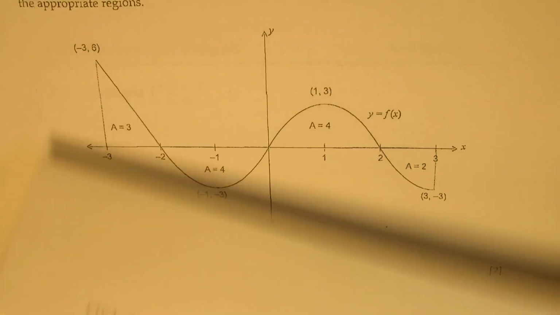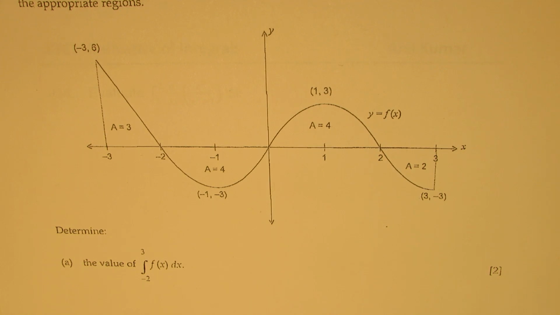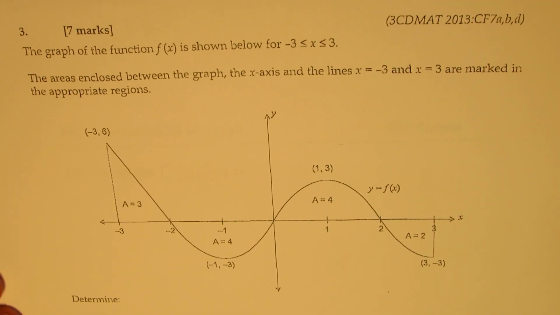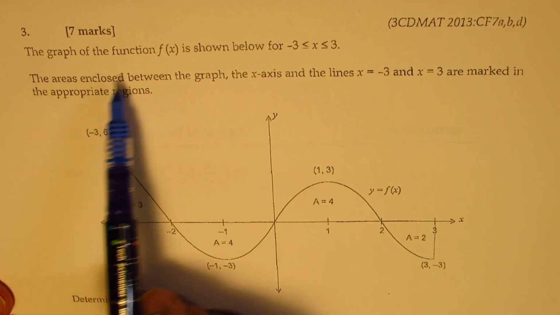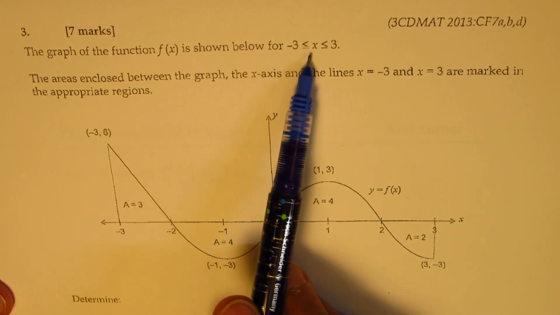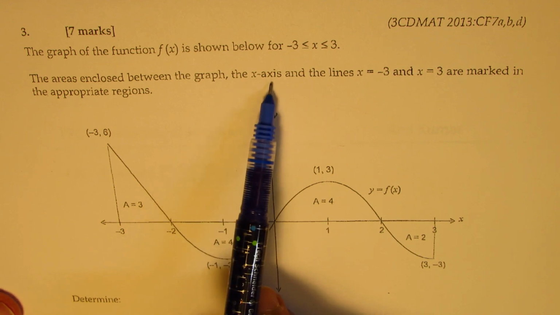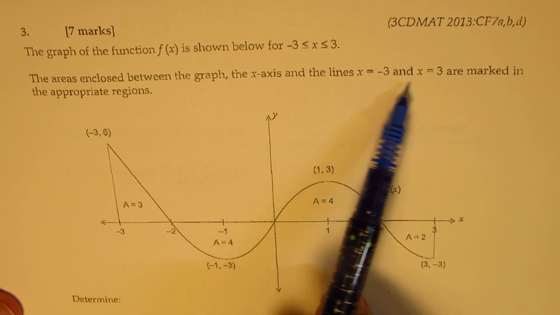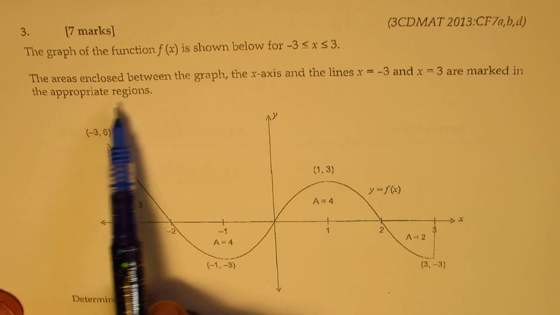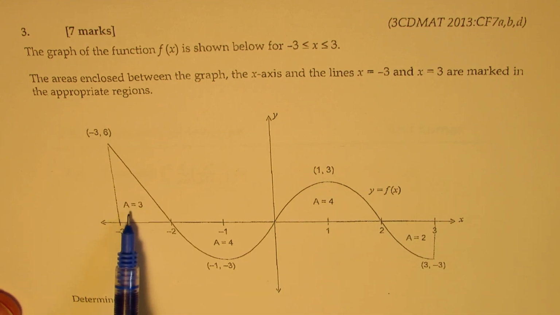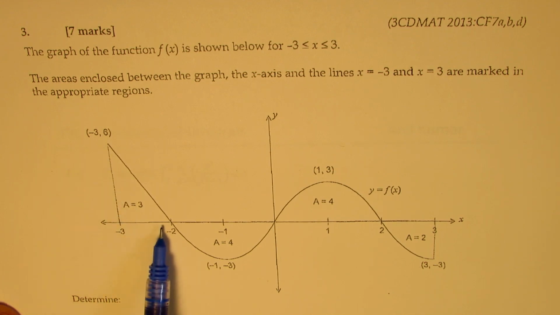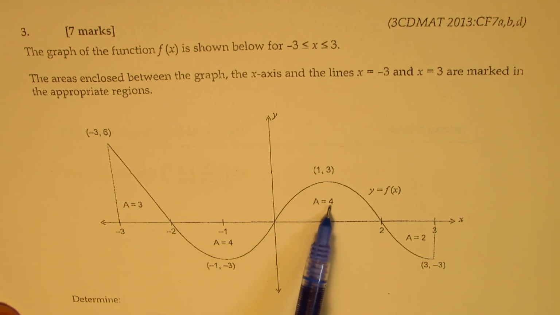Now let's take up question number 3. Question number 3 here is the graph from where we have to find the area, right? Let me share with you the question, which I have taken directly. The graph of the function f of x is shown below for x between minus 3 and 3. The area enclosed between the graph, the x-axis and the lines x equals minus 3 and x equals 3 are marked in the appropriate regions. So the area is also mentioned here, right? The area of this portion is 3, 4, 4 and 2.